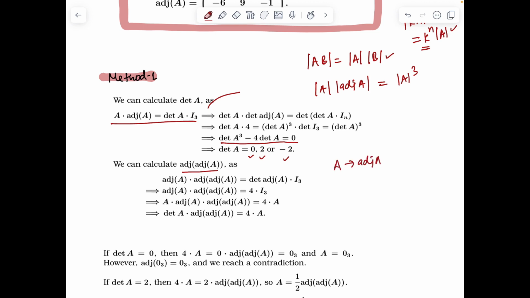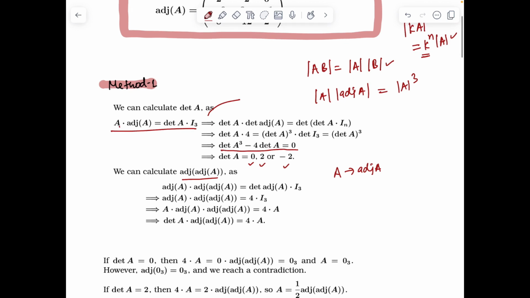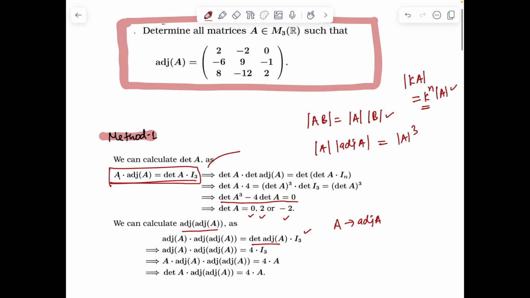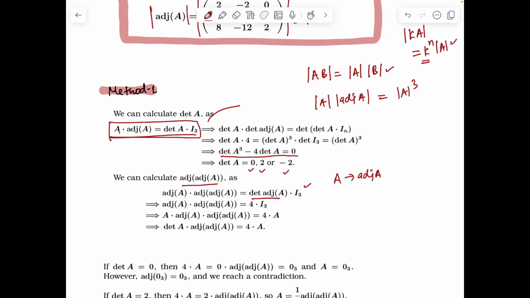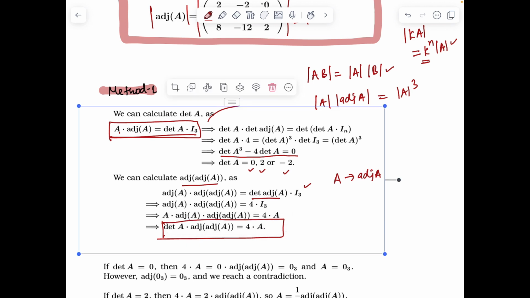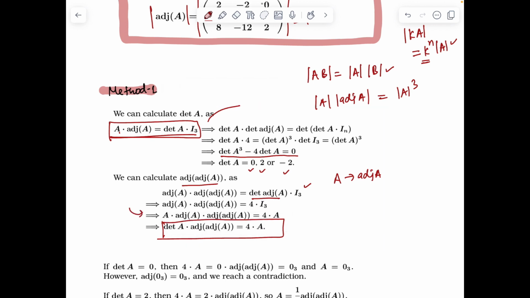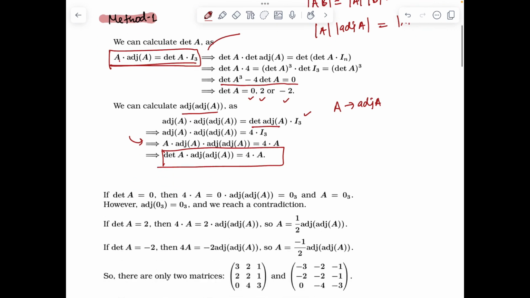Again we can calculate adjoint of A. If I replace A with adjoint of A in the identity, A times adjoint of A is determinant of A times I, where I3 represents the identity matrix of order 3. So we'll get this identity, and since determinant of adjoint of A is 4, because adjoint of A is given, we can take the determinant on both sides, and this calculation will give you 4 over here. So that gives you determinant of A times adjoint of A is 4 times A, where in the third step what I have done is pre-multiply with A on both sides.